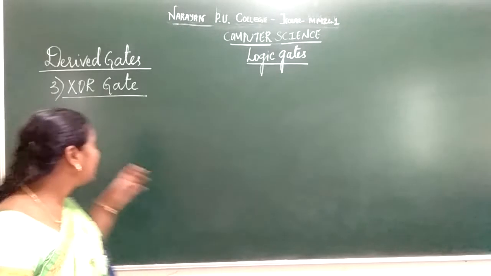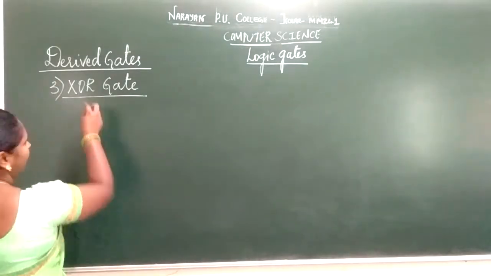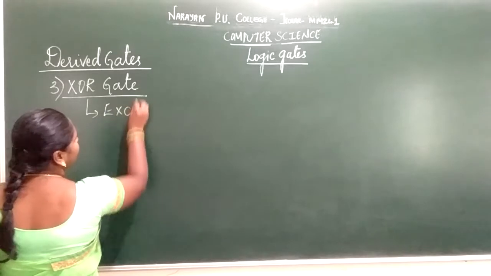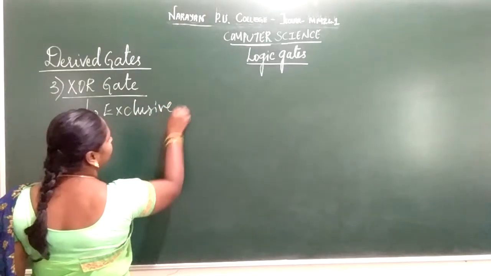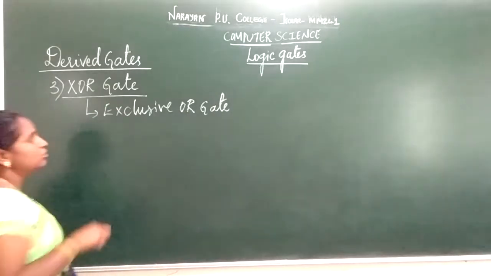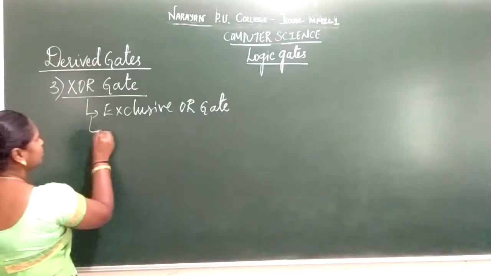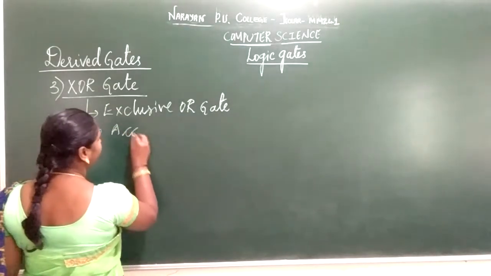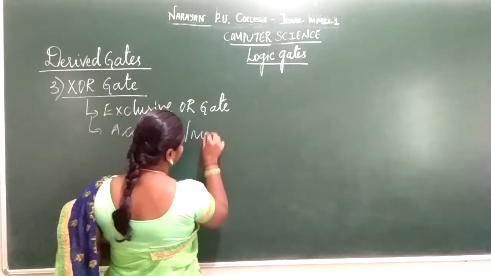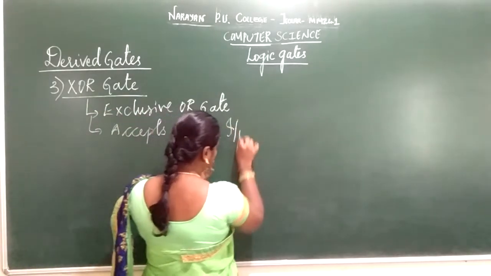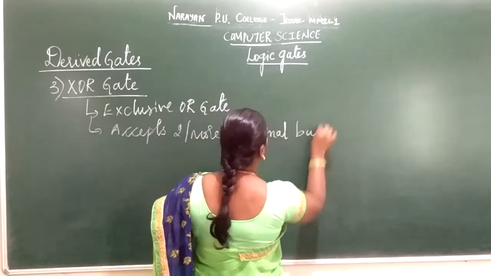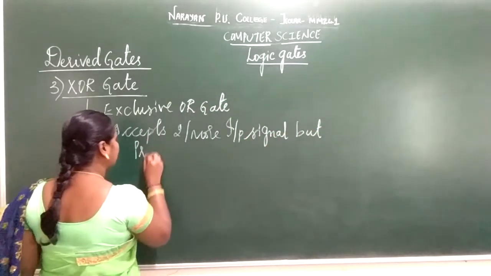The third one is the XOR gate. I have already discussed what the XOR gate is. The XOR gate is nothing but the exclusive OR gate. Here also it accepts or operates on two or more input signals but produces one output signal.